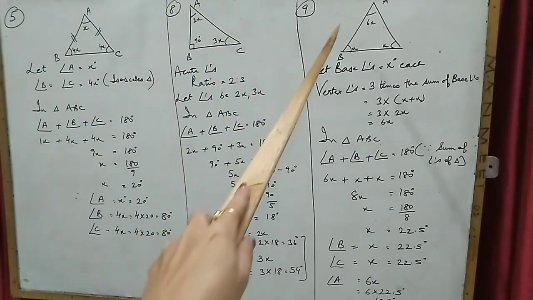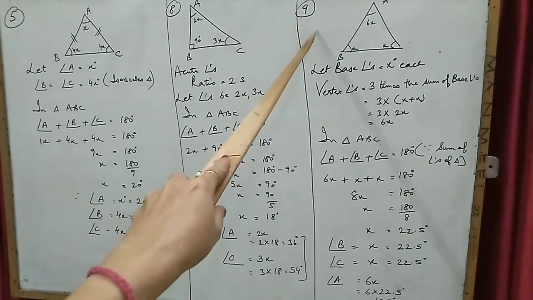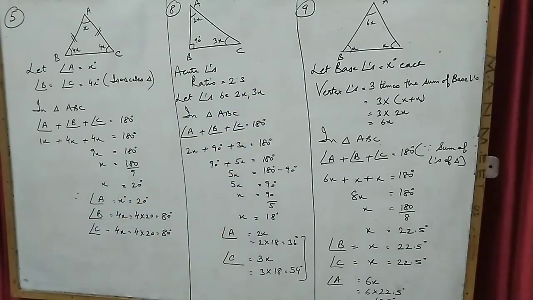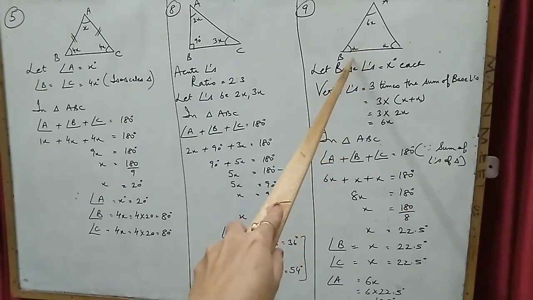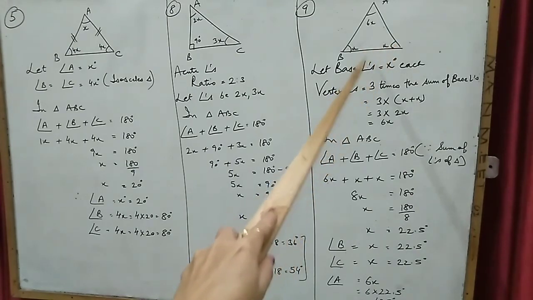Now the last sum of your exercise, because you have only up to 9 sums. Okay, this is the last one. See your question. The vertex angle of an isosceles triangle is 3 times the sum of its base angles. Find each angle. See children, read the question 2-3 times because it is a little bit complicated. Okay, so see, nothing is given. They have said that whatever the base angle is, suppose it is x.